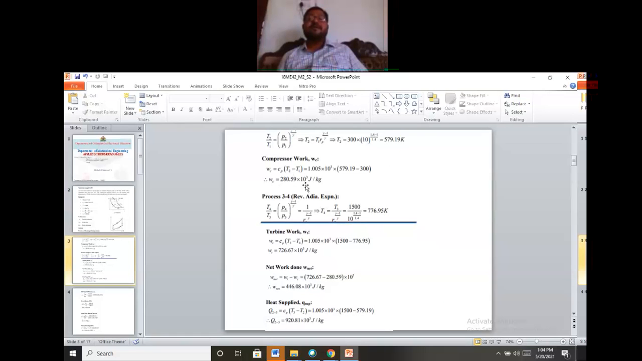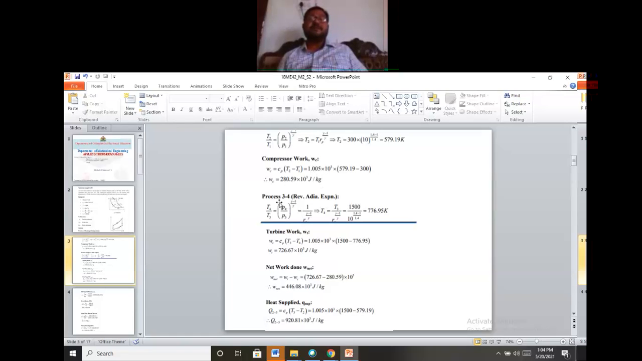Cp into T2 minus T1. 1.005 is a standard value. He has not given it, you have to assume it, into 10 to the power of 3 because you are substituting in Newton per meter square. That's why you are getting joule per kg, otherwise it becomes kilojoule. T2 you have just calculated, minus T1.